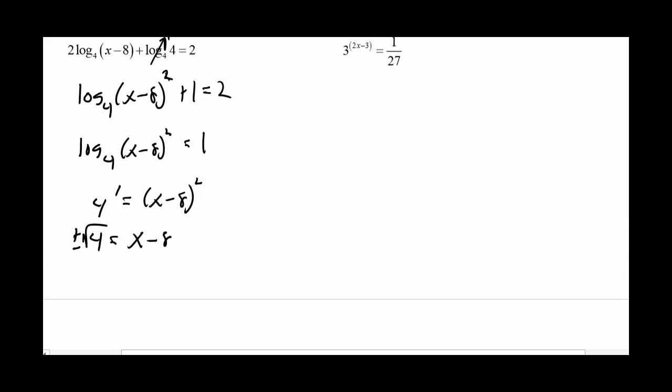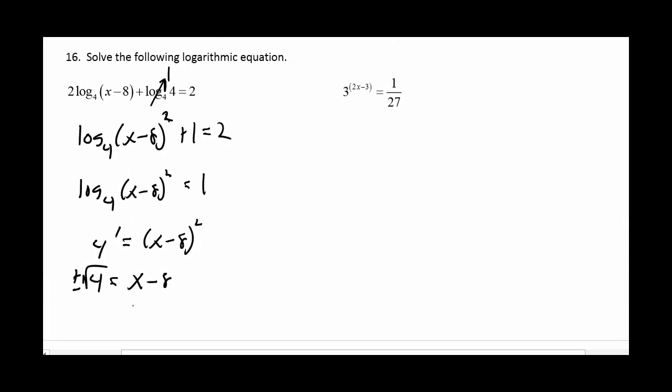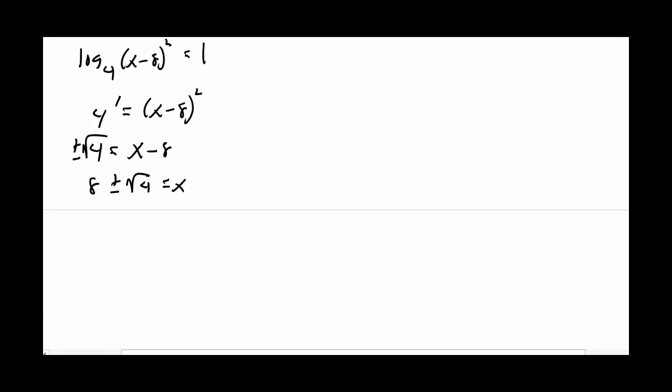Let me go back up a second. Okay. And then I'm going to add 8 to both sides. So I get 8 plus or minus the square root of 4 equals x. Now that's 8 plus or minus 2. And I can split that up into two answers. So 8 plus 2 and 8 minus 2. So I get 10 and 6.